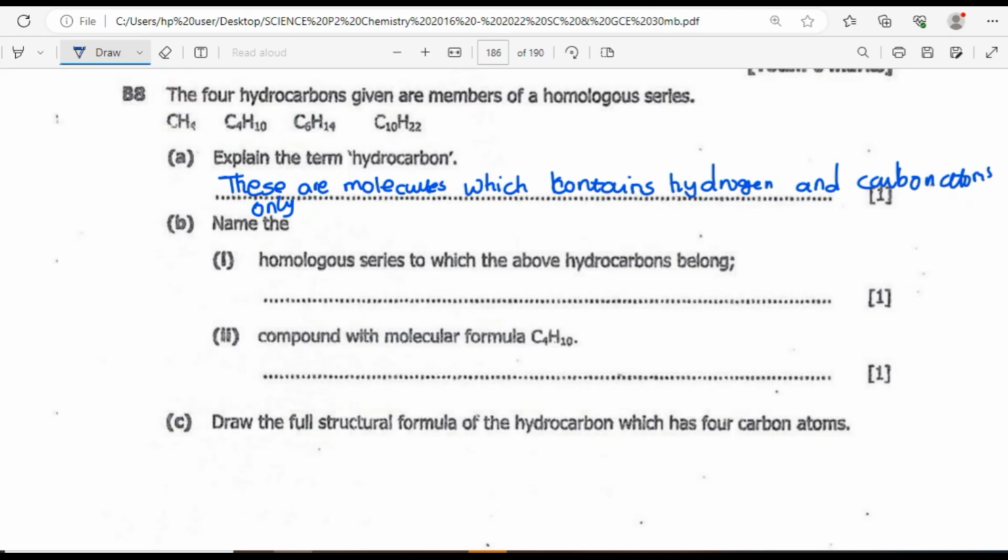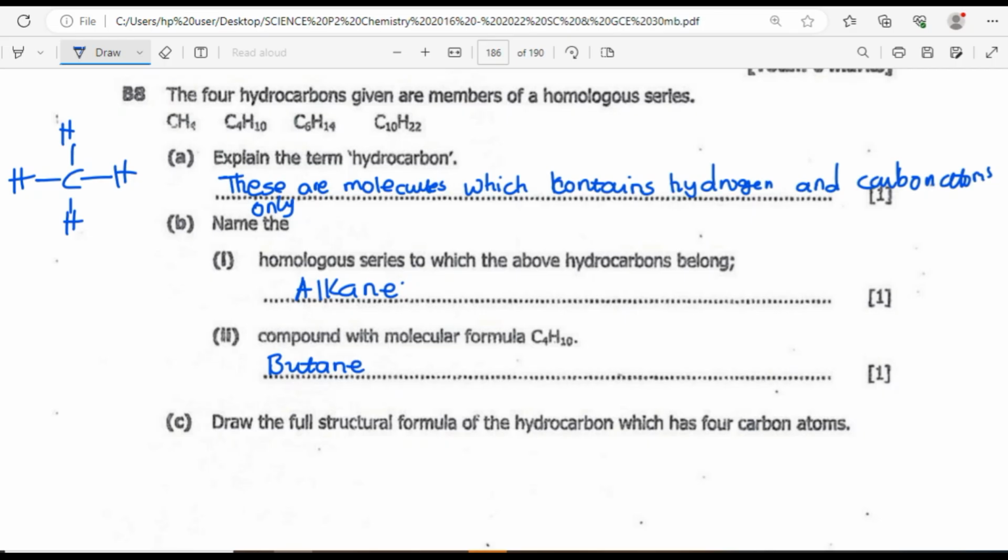Name the homologous series to which the above hydrocarbons belong. So the first one, CH4. So we need a structure like this. And you know that if you look at these, we have single bonds, so these are just alkanes. Then name the compound with the molecular formula C4H10. So from the prefixes that I gave you, meth 1, eth 2, prop 3, but 4. So we have but. Now since there is a single bond, we add ANE, so butane.